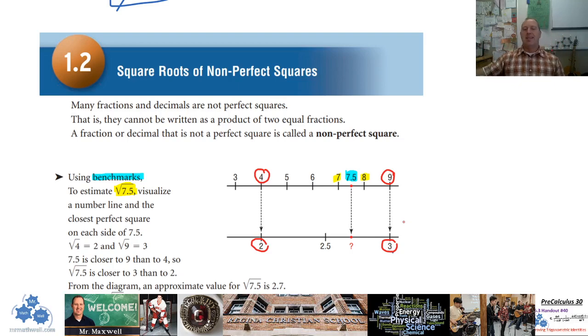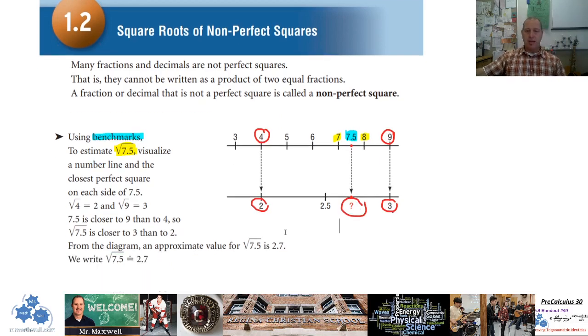Got it? Now, 7.5 is a lot closer to 9 than it is to 4, so your square root is going to be a lot closer to 3 than it is to 2. Okay? So there you go. If you said something like 2.7 or something like that, that would be a great guess, okay? So there it is on the number line visually, but just think about it.